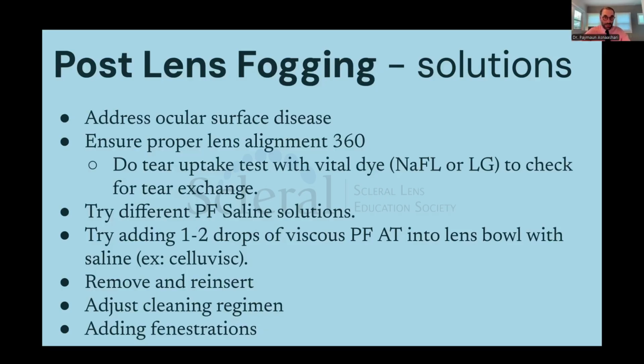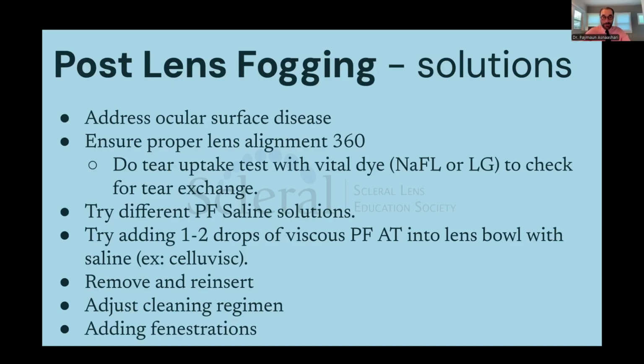That will be the quickest way to fix it. And then you also want to adjust the cleaning regimen. If someone is using a particular solution, you might want to consider trying something else. Maybe try something that's preservative-free. Some patients might react better to some, so you can try switching the cleaning regimen if needed.